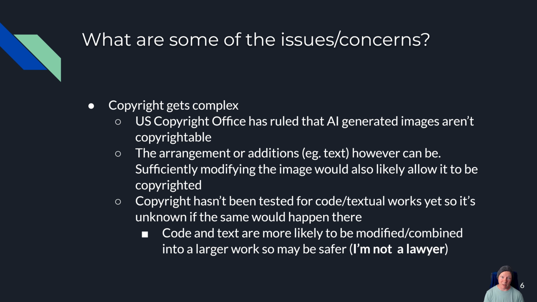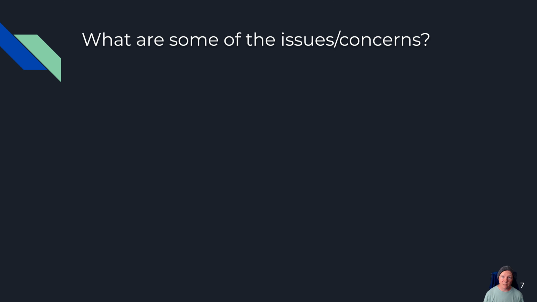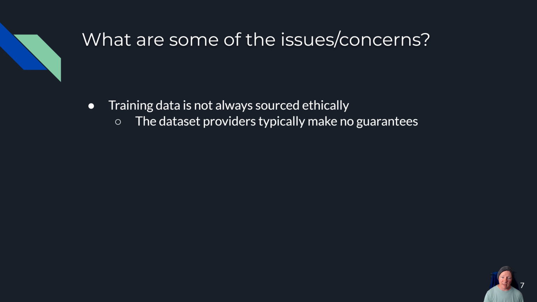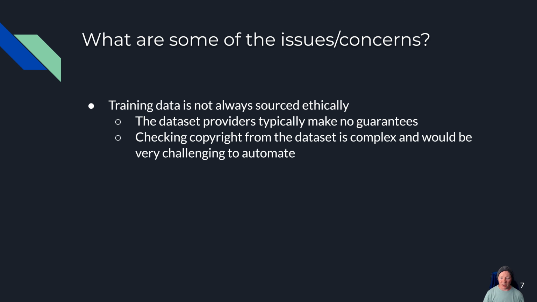It likely wouldn't surprise me that we'll see in the next few years a lot of this being tested, because it is going to be a larger and larger thing. AI is not going away, and these issues aren't going away, and so decisions are going to have to be made on it. There are other factors as well. So the training data is not always sourced ethically for these tools. It varies a lot from tool to tool. But the dataset providers that they use, things like Common Crawl or the image database, don't make any guarantees that the data is perfectly usable in terms of copyright. And checking the copyright is actually pretty complex.